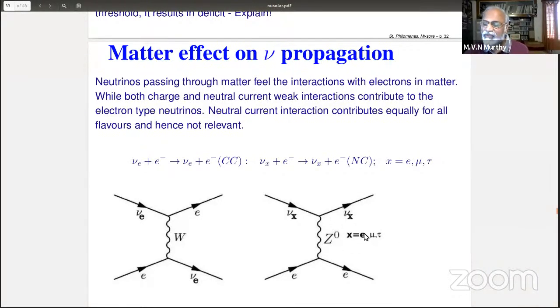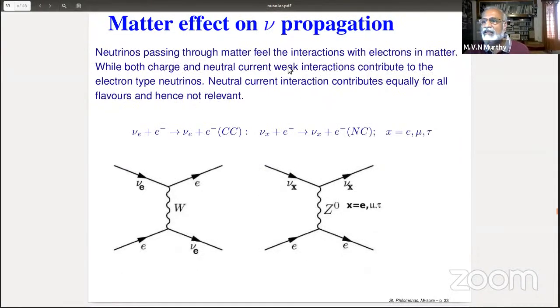Now, if there is something which affects all the neutrinos equally, this is something we can ignore because this will not contribute to any flavor changing property during oscillations. But this affects only the electron neutrino. Therefore, this is very important.